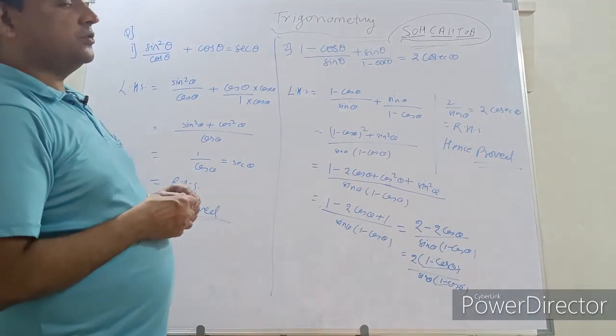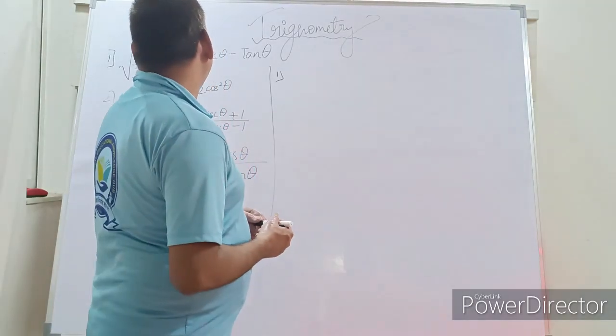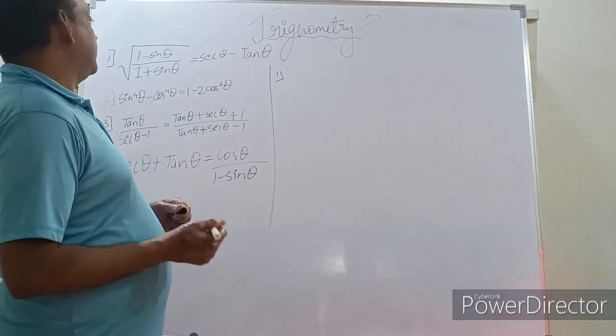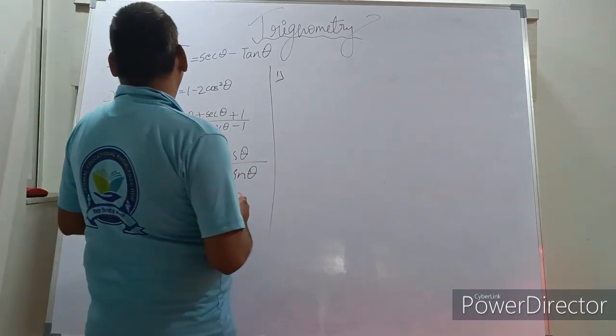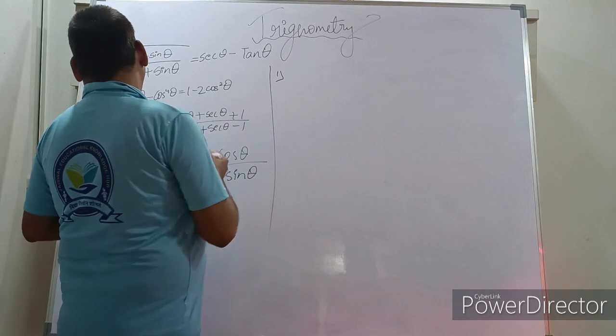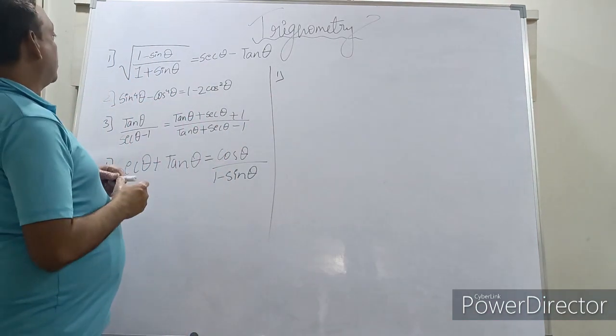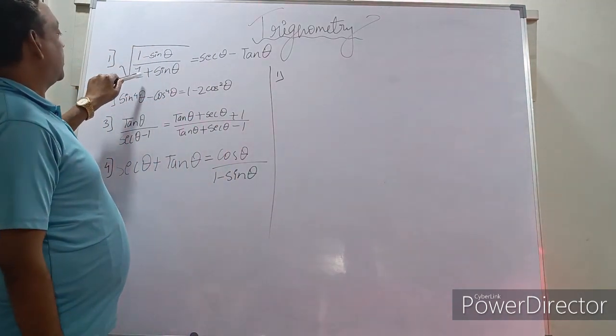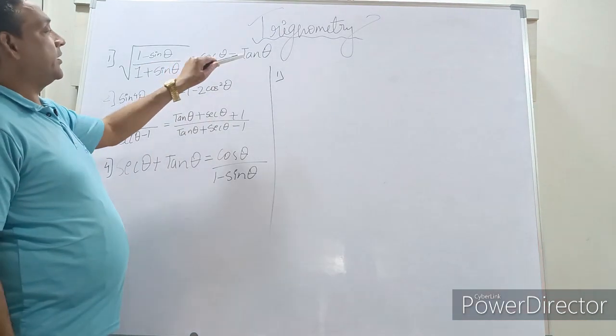Let's do a few more sums. Let's solve a few more sums of the proving type. Okay, we did those sums. Now let's go to one more sum. Here they have given the sum: square root of 1 minus sin theta upon 1 plus sin theta is equal to sec theta minus tan theta.